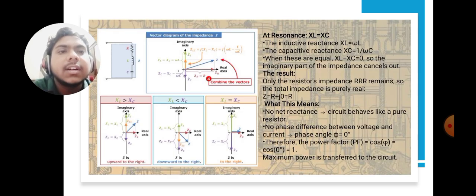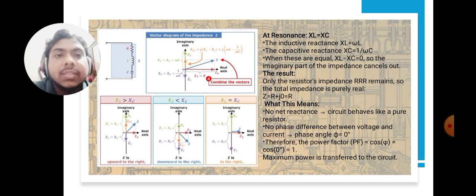Here we can see a vector diagram of an RLC circuit. We will focus on the fourth one, where we see that XL is equal to XC. Basically, the inductive reactance is equal to the capacitive reactance. Now, if we were to measure the net reactance, we see that net reactance here is 0, and what we are left with is just Z, impedance, which is equal to the resistance. What that means is that there is no net reactance. The circuit behaves like a pure resistor, as we foretold before. No phase difference between the voltage and current. They are in phase, the phase angle is 0, therefore the power factor is 1. Maximum power is transferred to the circuit during this moment.